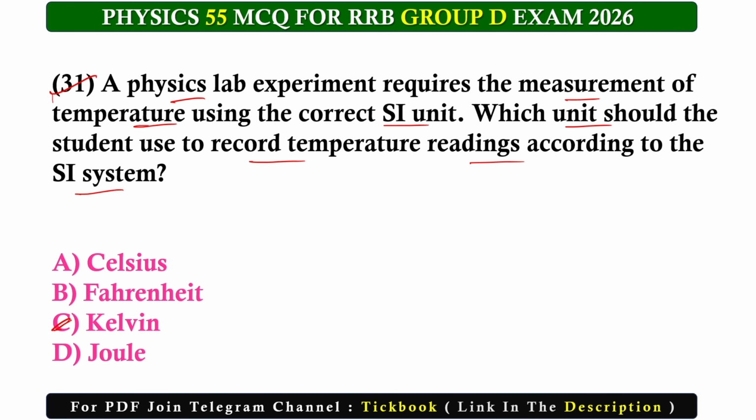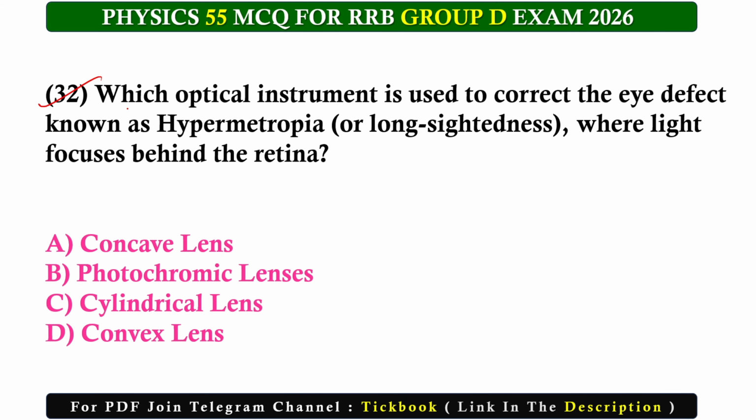Option number C, Kelvin. 32. Which optical instrument is used to correct the eye defect known as hypermetropia or long-sightedness, where light focuses behind the retina?